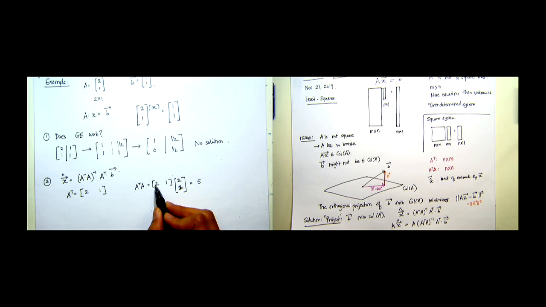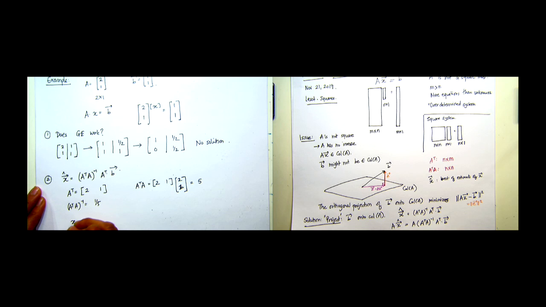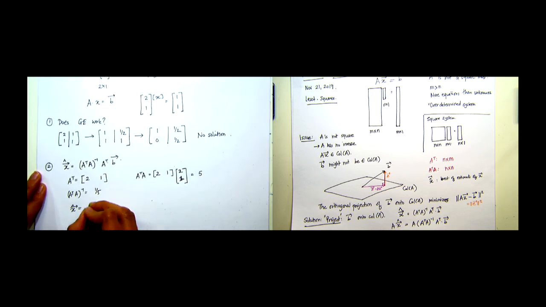It's exactly 5, right? 2 times 2 plus 1 times 1. It's a 1 by 1 matrix. So, A transpose A inverse is equal to 1 over 5. So, X hat now is equal to 1 over 5 times 2, 1 times 1, 1. 2, 1 times 1, 1 is what? 3. So X hat is 3 by 5.